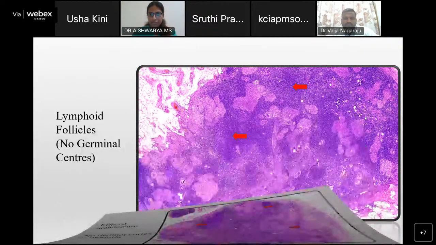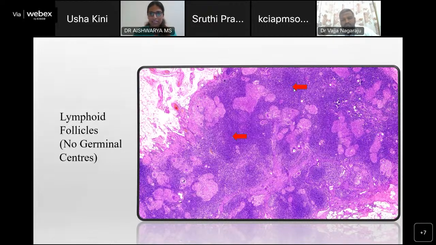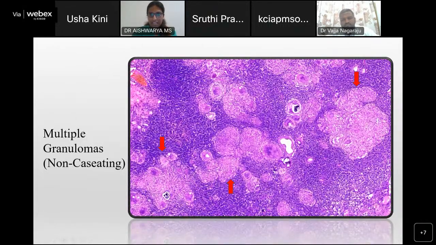The pale eosinophilic areas are the granulomas. They are composed of aggregates of epithelioid cells that form nests and then coalesce to form sheets, and they are interspersed between the lymphoid follicles. The lymphoid follicles have no germinal centers. The multiple granulomas present are naked granulomas. They are not surrounded by a proper rim of lymphocytes and fibroblastic proliferation.